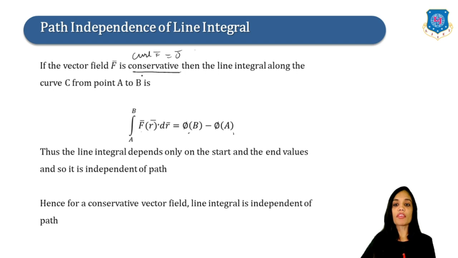So whenever you are given a conservative vector field, what you will do is find the scalar potential phi. So the work done or the line integral answer will be what? Phi b minus phi a. Thus, the line integral depends only on the start and the end values, so it is independent of path. Hence, for a conservative vector field, the line integral is path independent.